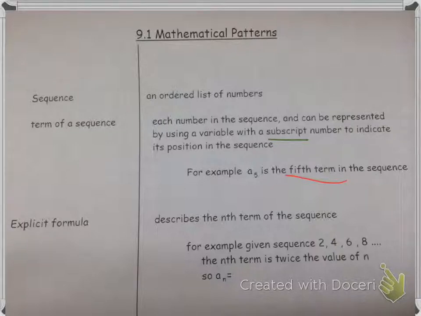So the explicit formula describes the nth term of the sequence, where you can find any term in the sequence using the explicit formula. For example, given the sequence 2, 4, 6, 8, the nth term is twice the value of n. So since a is the first term, 2 times 1 is 2. 8 is the fourth term, 2 times 4 is 8. So that means 2 times n is the explicit formula.